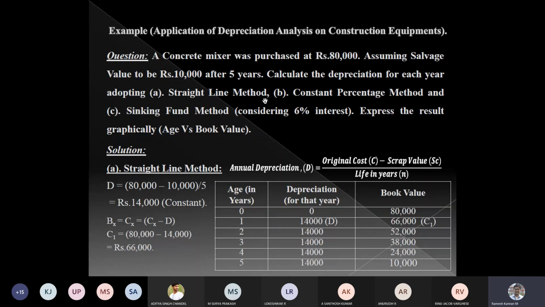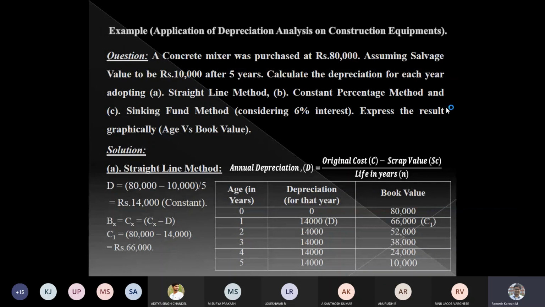The straight line method and the constant percentage method, we'll be looking at in much detail. In the straight line method, the formula is original cost, which is 80,000, minus the scrap value or salvage value, which is 10,000, divided by 5. So 80,000 minus 10,000, which is 70,000, divided by 5 is 14,000. This is a constant value, and depreciation is constant throughout.